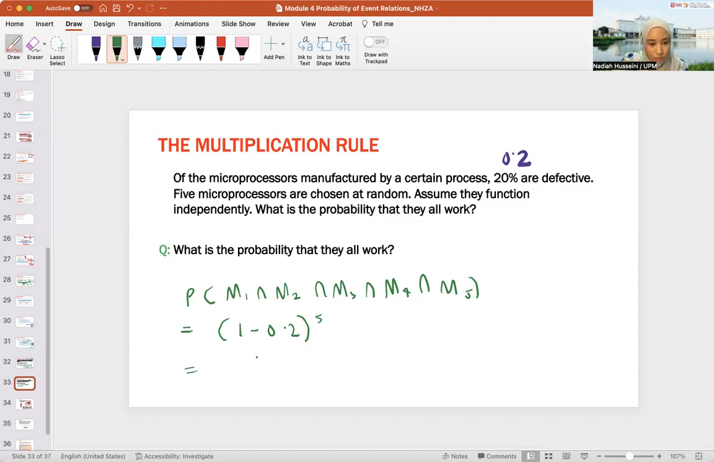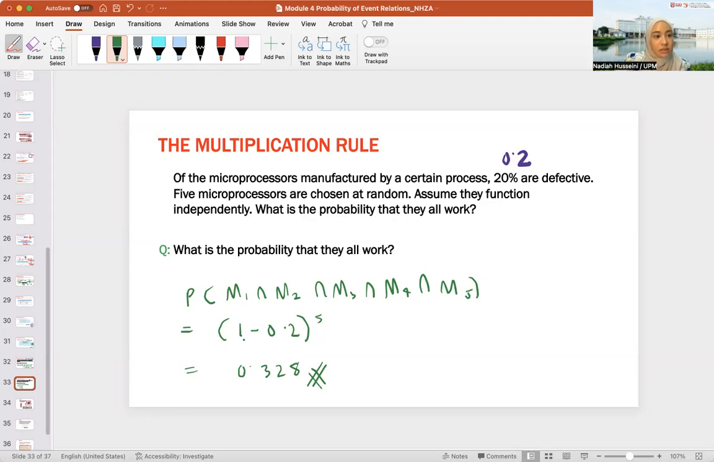So the answer should be 0.328, sorry. And let's see if it's the same as the textbook. Yes, the answer is 0.328. So we use the same approach, 1 minus the probability of it failing, and you just multiply it as many times as the events, okay?